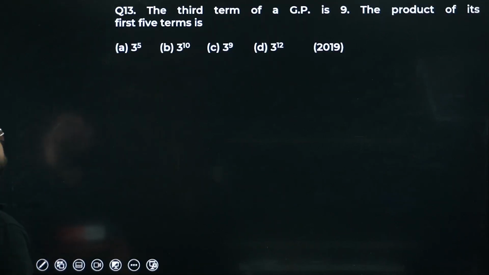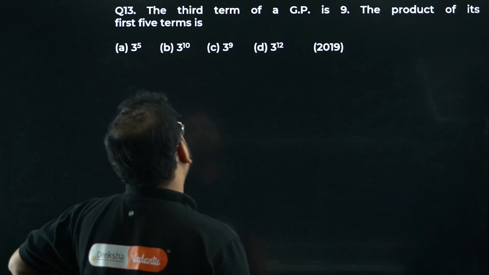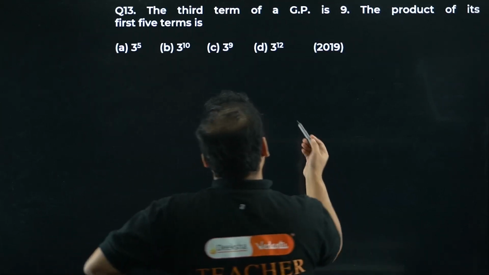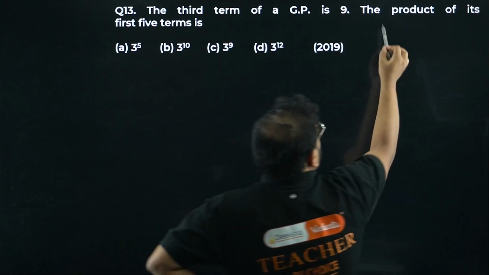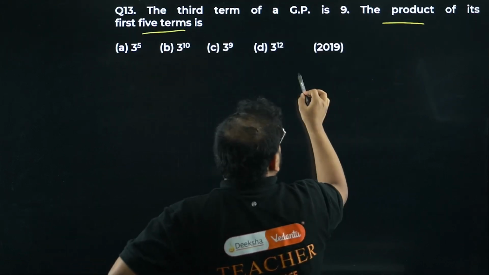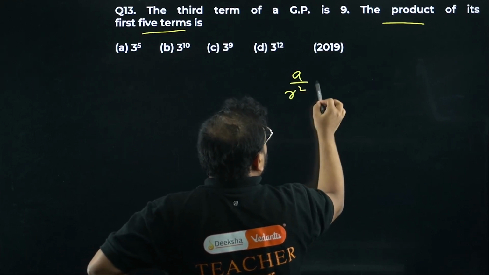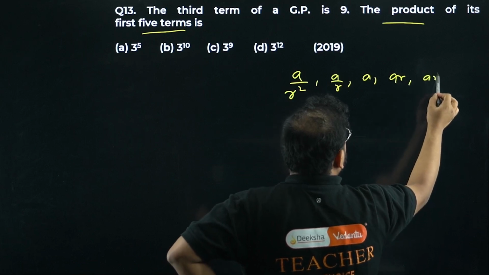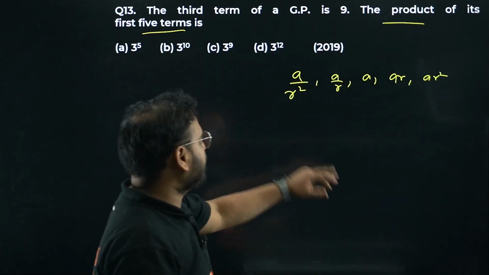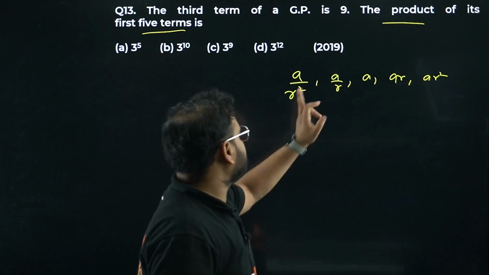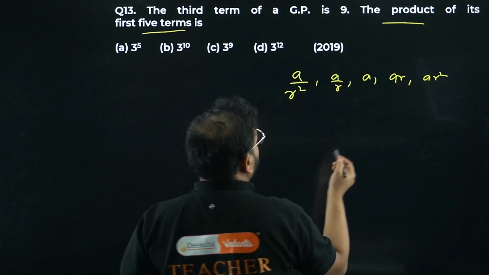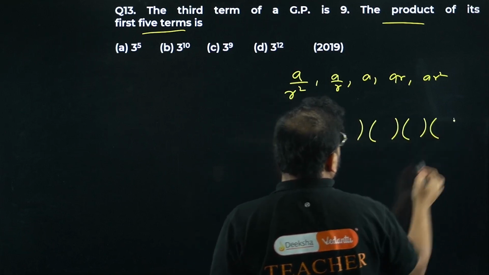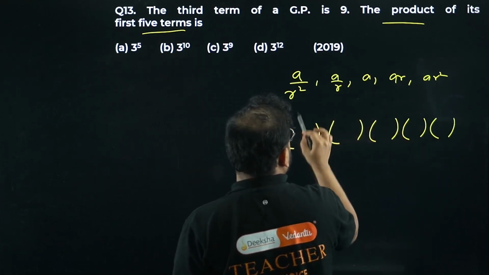13th one now. The third term of a GP is 9, and the product of the first 5 terms is asked. First 5 terms in GP we can write like this: a by r square, a by r, a, ar, and ar square. Why do we do that? Because if we take the product, r square cancels with r square, and r cancels with r. Please check what they have given. Product means multiply all these together, and you'll have this and this cancelled.